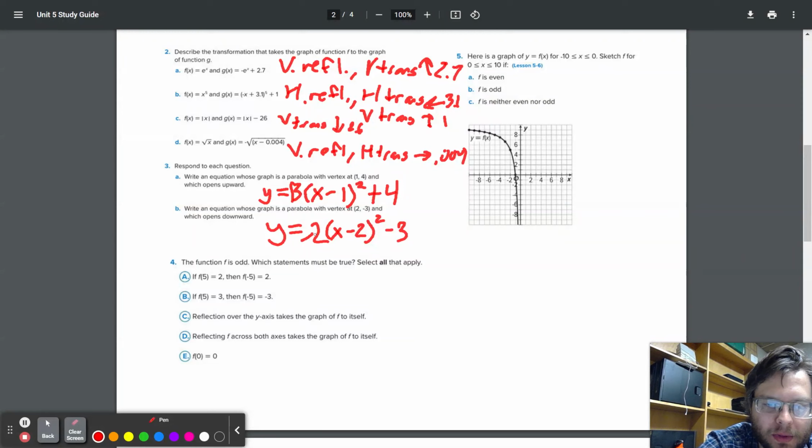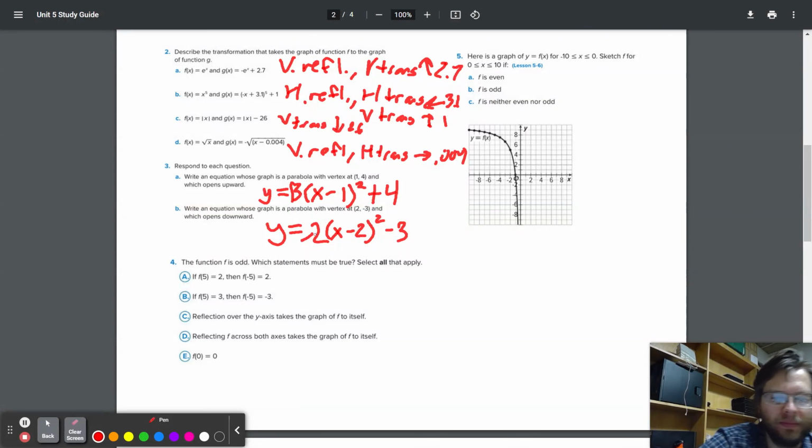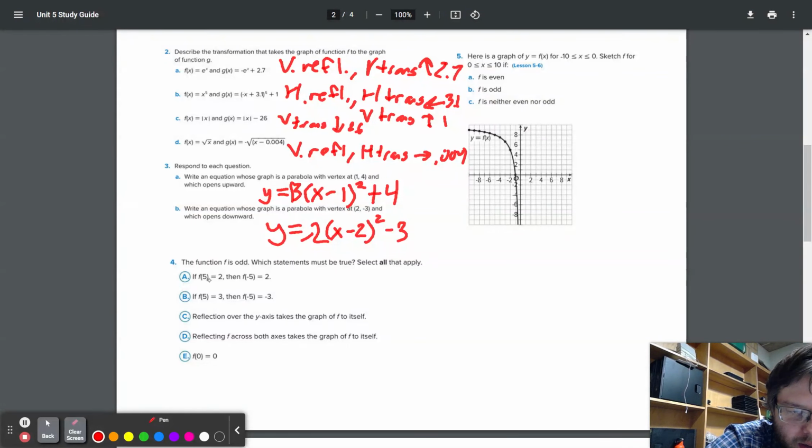All right. Now, number 4. The function f is odd. And odd means that the positive side is the opposite of the negative side. So this is rotational symmetry. This one is not true because this says that the positive 5 is equal to the negative 5. Not true.